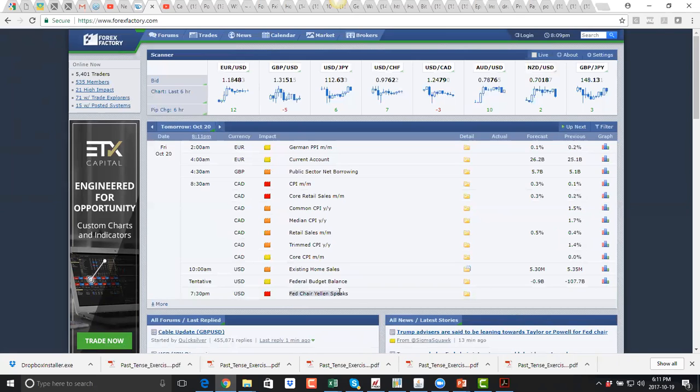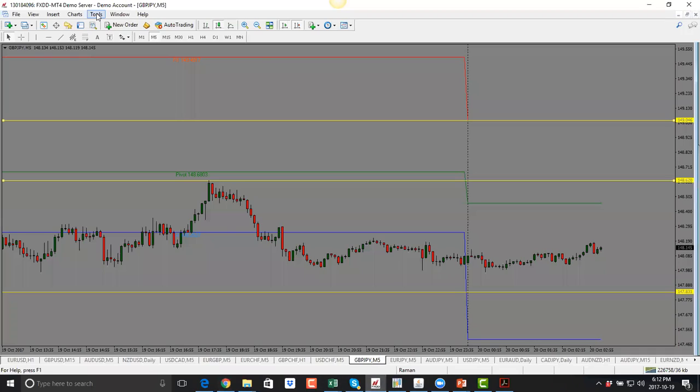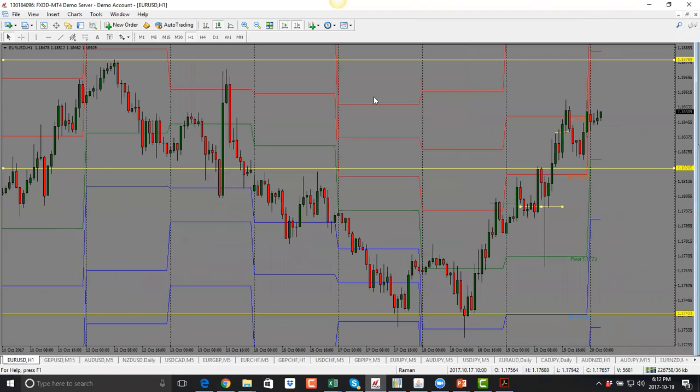We do have Fed Chair Yellen speaking in the evening, though, so that should not have much of an impact during the day. So just not a whole lot of stuff going on. Pretty quiet. We do have existing home sales numbers for the US, but other than that, it should be fairly okay. The current account number here for Euro could have an impact on the Euro as well, so do keep that in mind. But other than that, seems pretty light in terms of news. So let's take a look here.